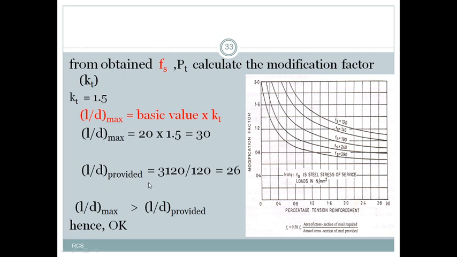L by D provided is effective length by effective depth, that is effective length is 3120 and effective depth is 120. From this you can calculate 26. If you compare this L by D maximum and L by D provided, your L by D maximum is greater than L by D provided, so it is safe against the deflection, hence it's checked. So in the problem it was asked we have to check only up to the deflection.